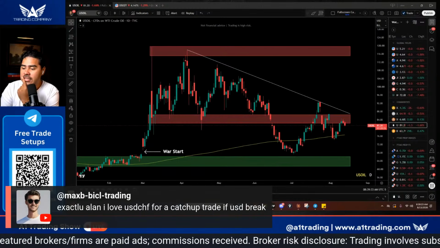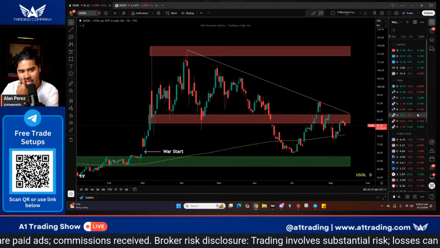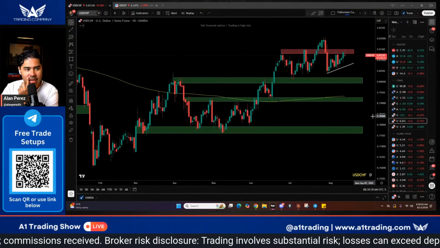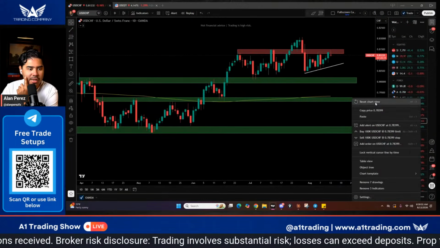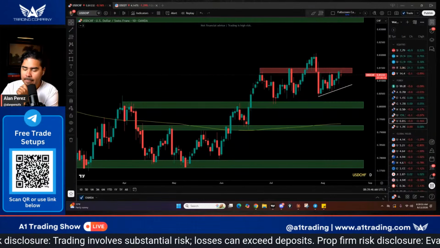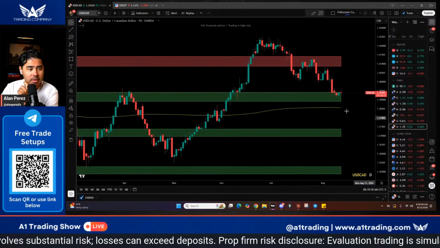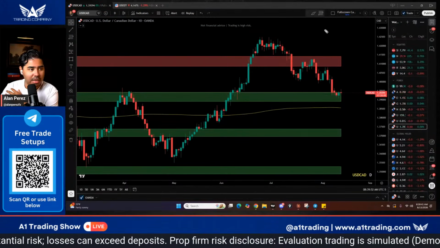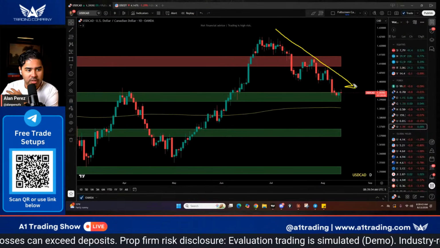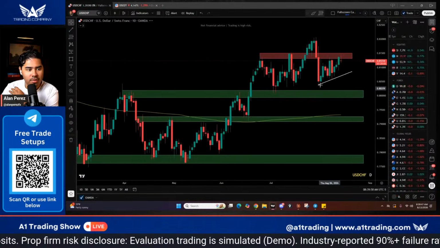Yep, USD CHF for a catch-up trade. Yeah, because if you think about it, let's look at the catch-up trade idea. Max articulated that the best way I could. USD CHF compared to something like dollar CAD. Dollar CAD has already made its leg lower. It's already pointing to the downside. So USD CHF, opposite story. It is still up there.